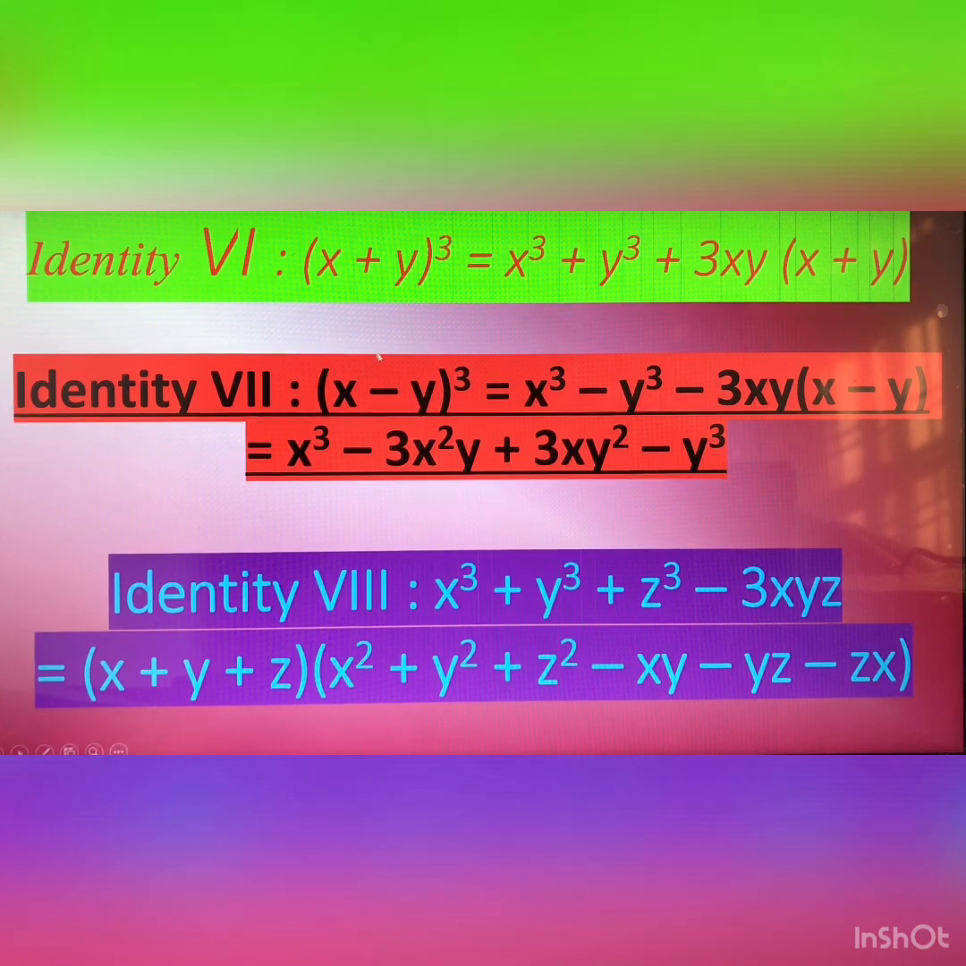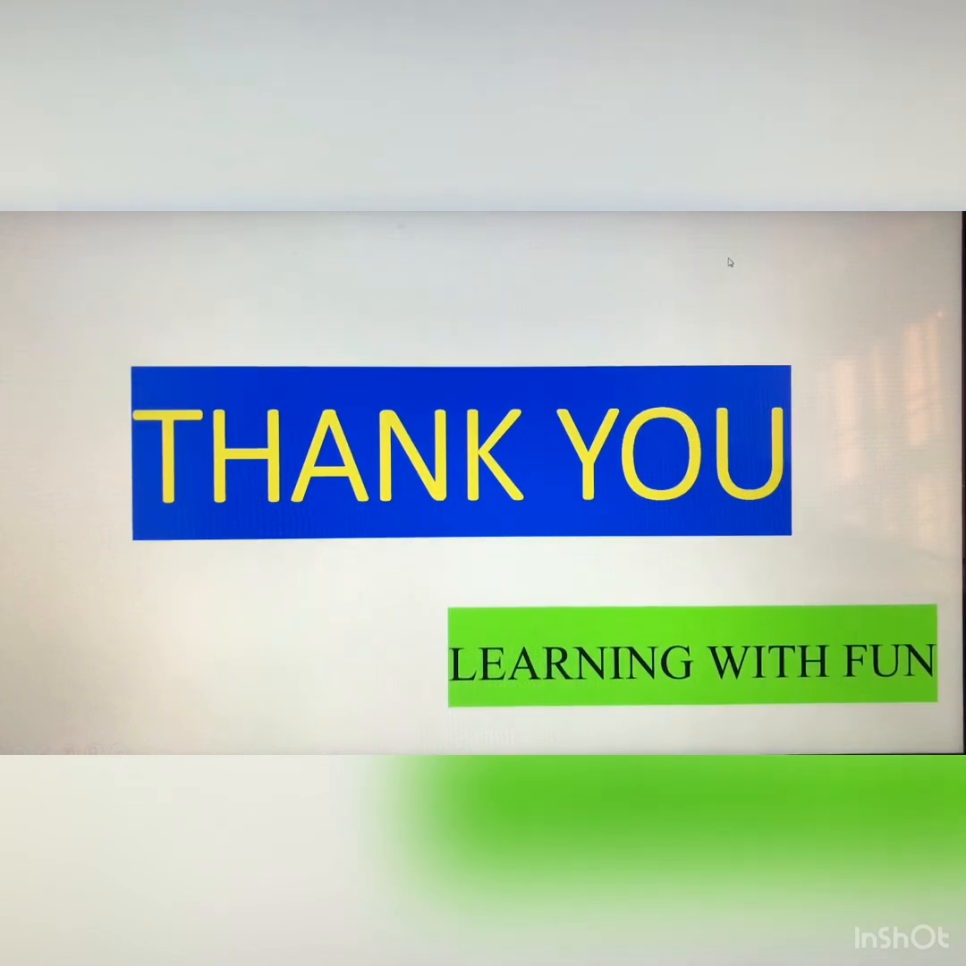Identity number 6 was x plus y whole cube equal to x cube plus y cube plus 3xy under bracket x plus y. So here is the plus and minus change only in these two identities, negative sign and positive sign. So you will change the sign only in whole identity. Here is the negative, so you will put all the negative signs, and here is the plus, so you will put all the positive signs.